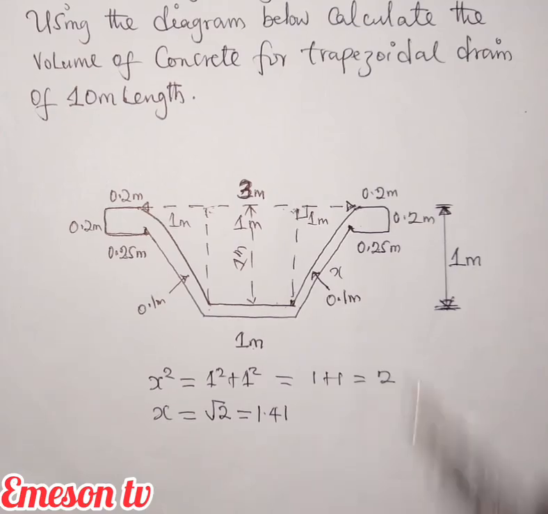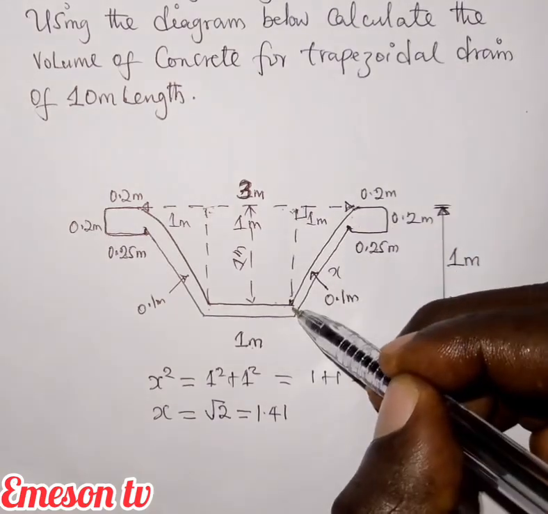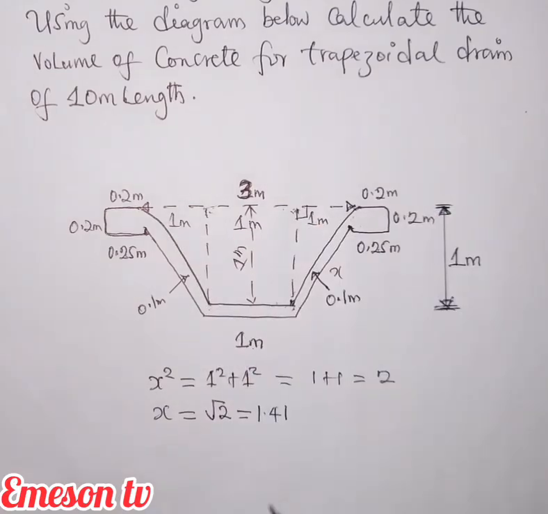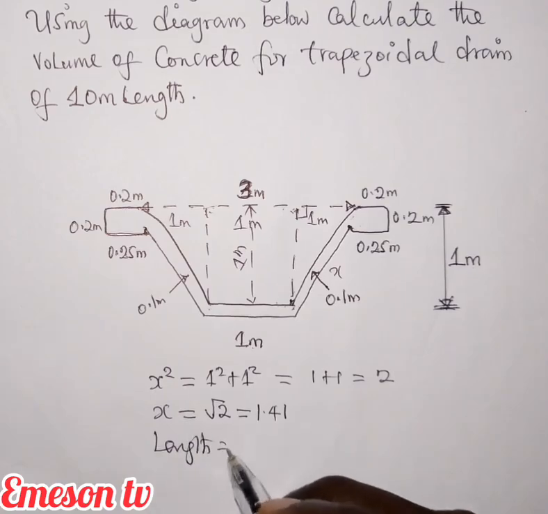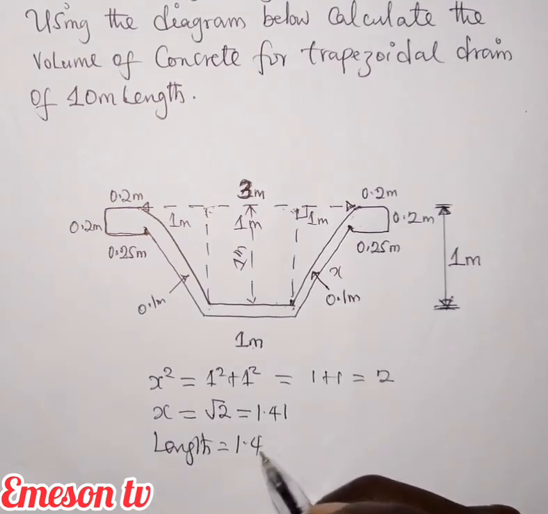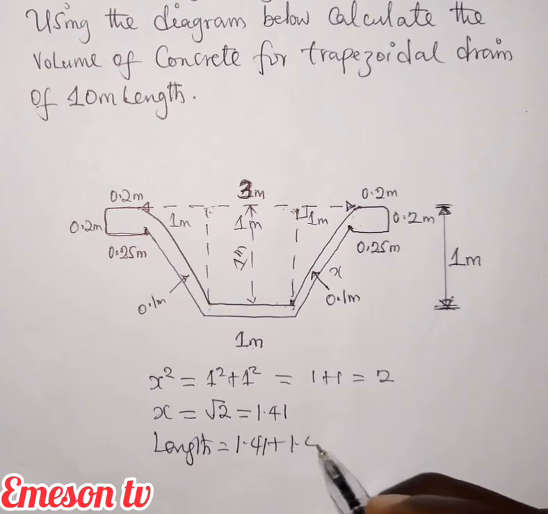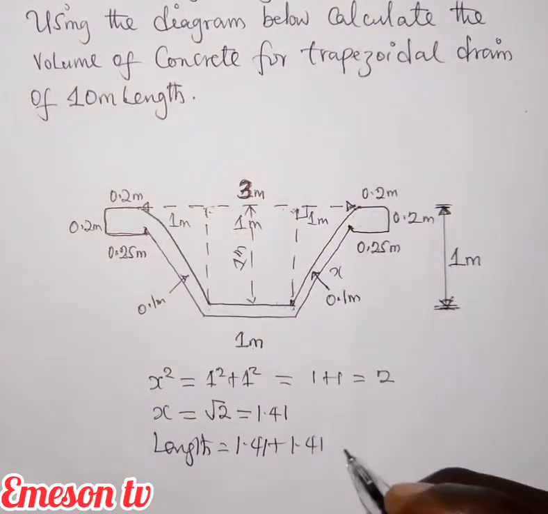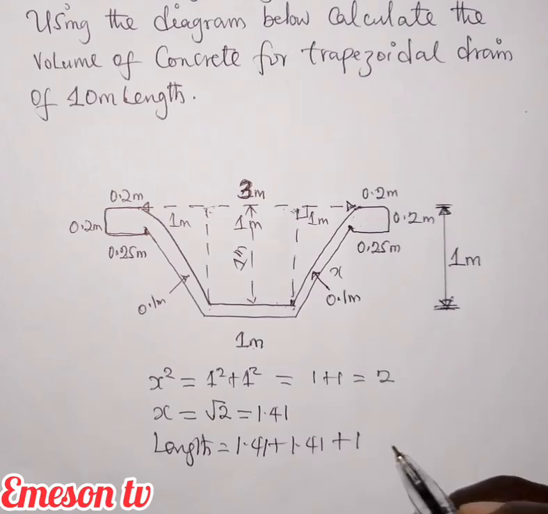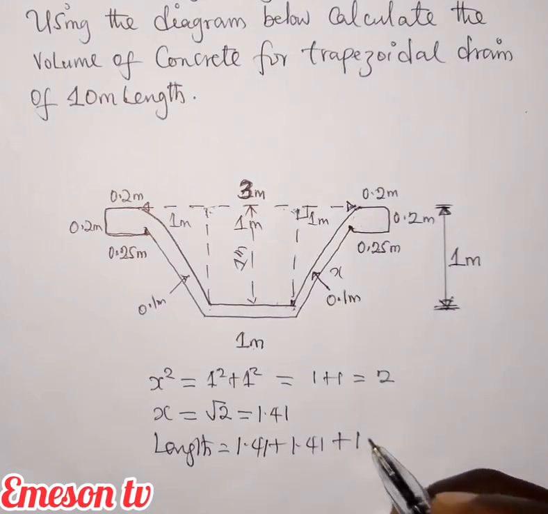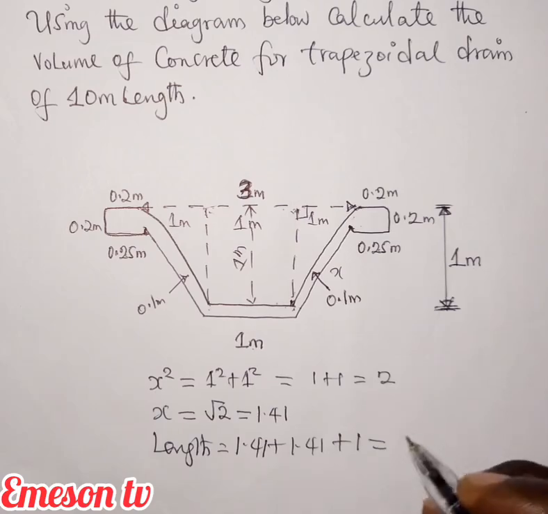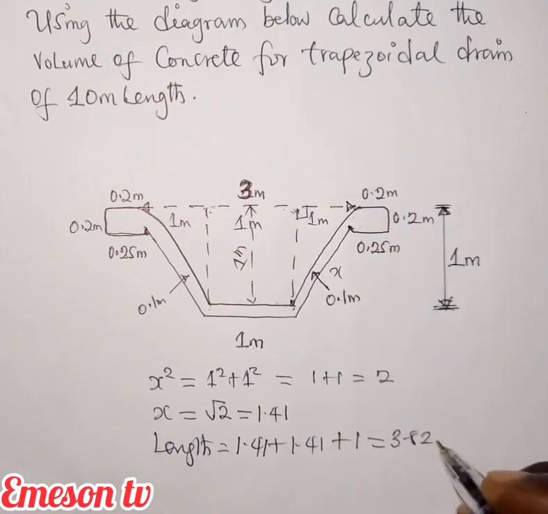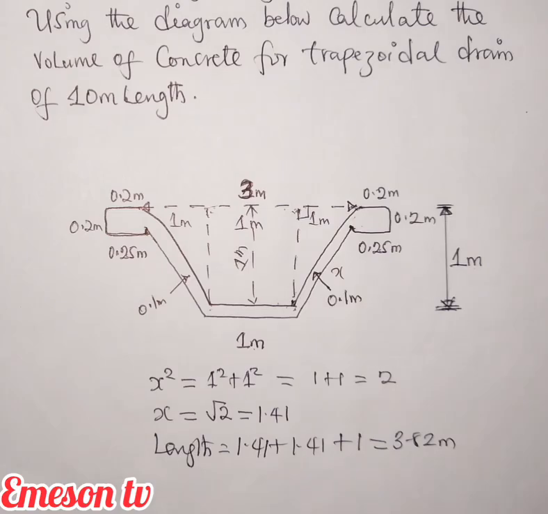So what we need to do now is this. We have to know the total length from here to here, from here to here, and from here to here. So the length is equal to 1.41 plus 1.41. That is this and this, plus 1. This will give us, let's add, 3.82 meter. So I've known the total length.